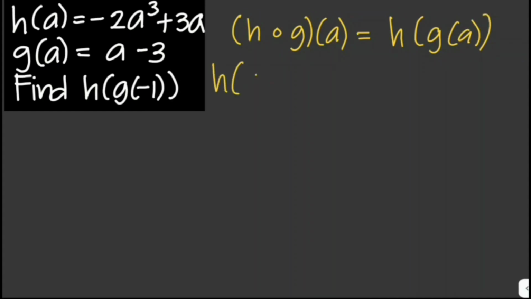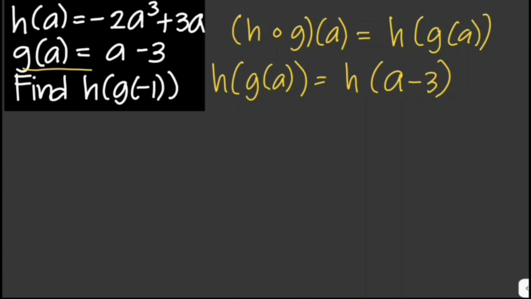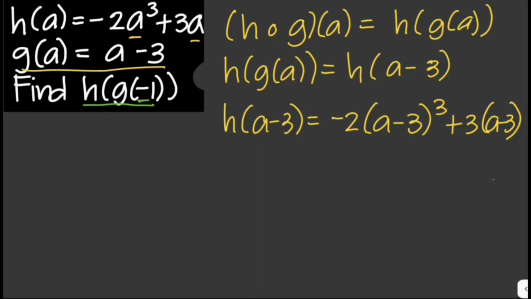Okay, so h of g of a is just h of a minus 3. A minus 3 is the whole function g of a. Then we substitute a minus 3 to the value of a here, or we replace a with a minus 3 from the function h of a. So that would be negative 2 times a minus 3 cubed plus 3 times a minus 3. And then a minus 3 cubed here is just a minus 3 times a minus 3 times a minus 3. So we can expand it.